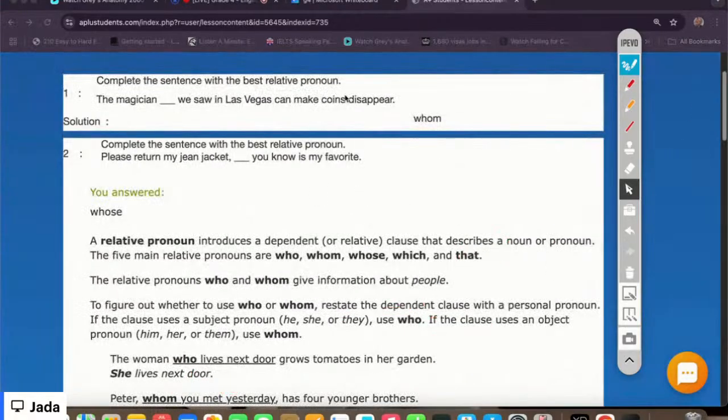Okay, so let's look at some examples. Complete the sentence with the best relative pronoun. The magician dash we saw in Las Vegas can make coins disappear. So we have whom. It's not who but whom, because you can restate the sentence and say we saw him in Las Vegas.